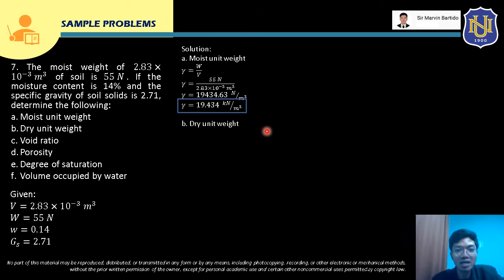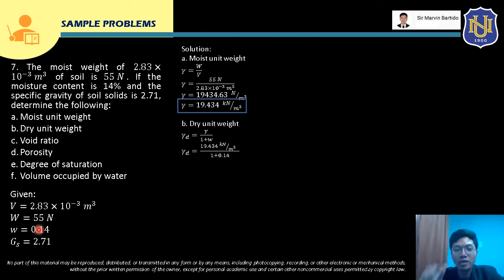Now, for the dry unit weight, class, meron tayong moist unit weight dito, tapos meron tayong water content. Di ba may formula tayo, class, na related yung gamma dry at saka yung moist unit weight at water content? Ito yon. So, gamma dry is equal to gamma over 1 plus water content. Meron na tayong moist unit weight, tas water content, so we can directly solve for gamma dry.